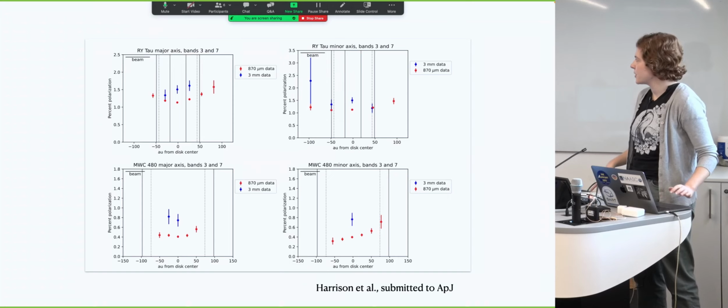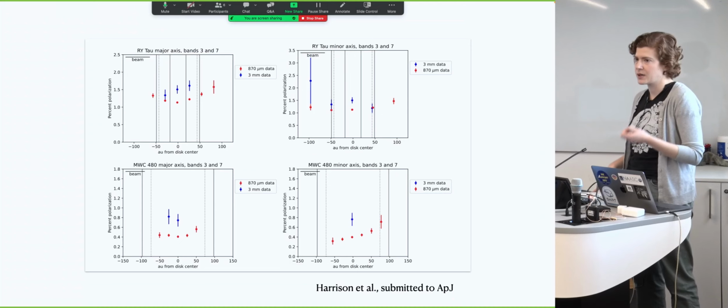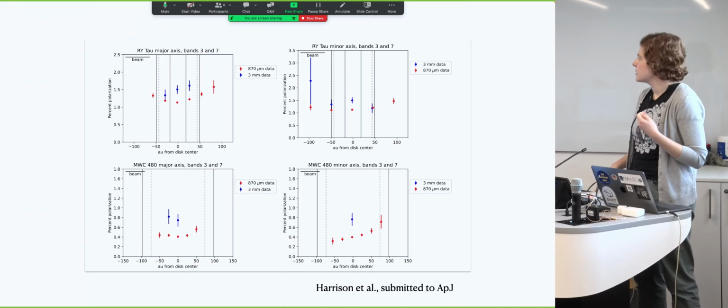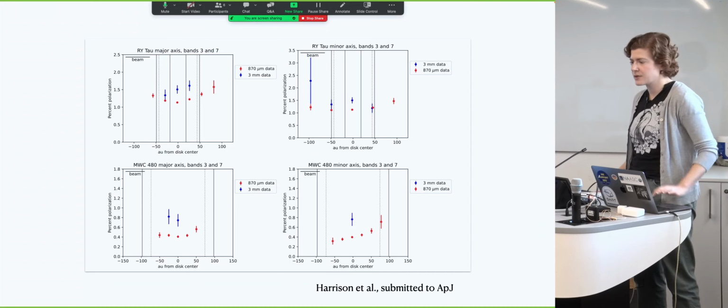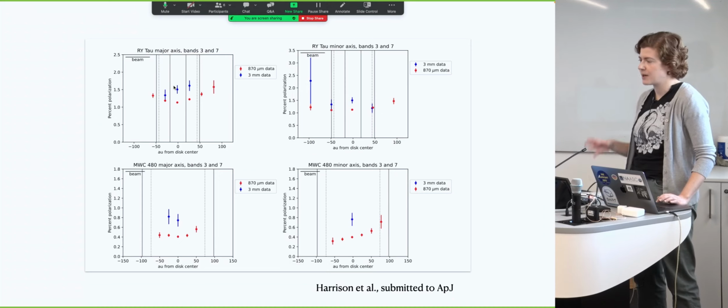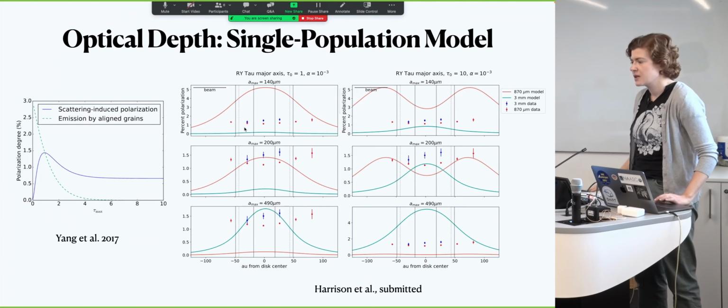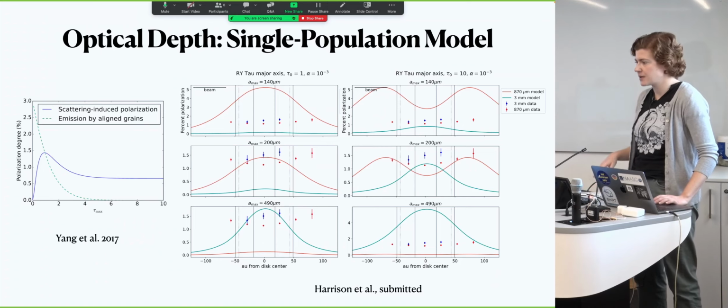So these images are showing the polarization fraction versus distance from the disk center along the major and minor axes of RY Tau and MWC 480. The features that we're trying to reproduce in our models are the fact that we have an observable degree of polarization at both wavelengths, and we've actually got a higher polarization fraction at band 3 in the centers of the disks. So these are some images that were created using the single population models.